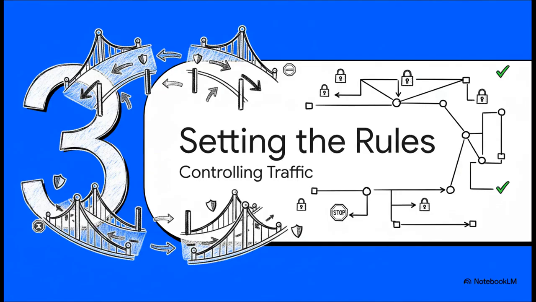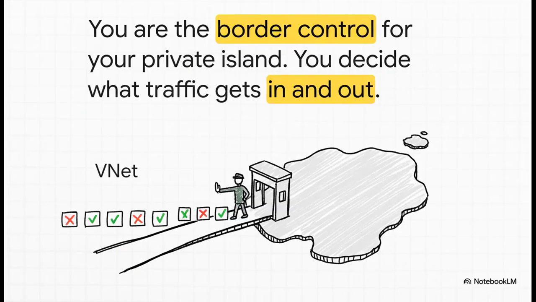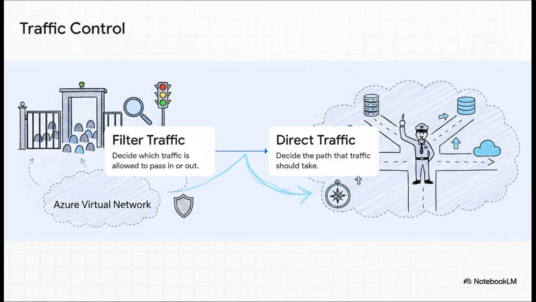So, we've built our island, we've built the bridges. What's next? Well, now we need some rules. We have to control the traffic that's coming and going across those bridges. We need a bouncer. And that's exactly what you become. You are the border control for your private island. With a VNet, you get to decide exactly what traffic is allowed in and what traffic is allowed out. You are in control. And it really all boils down to two key jobs. First, you have to filter the traffic, decide who's even allowed to cross the bridge. And second, you have to direct the traffic. Once they're on the island, you tell them exactly where they're allowed to go.